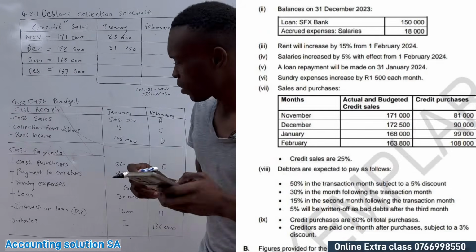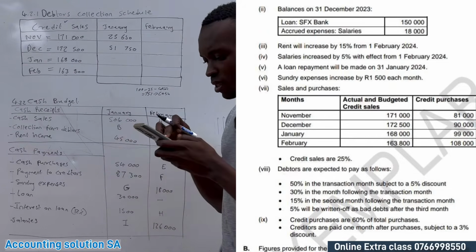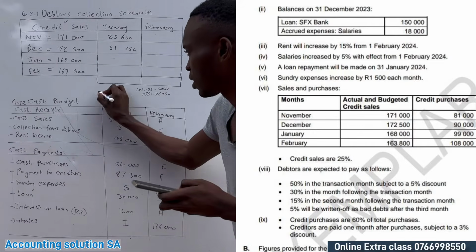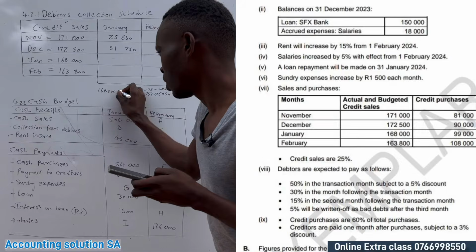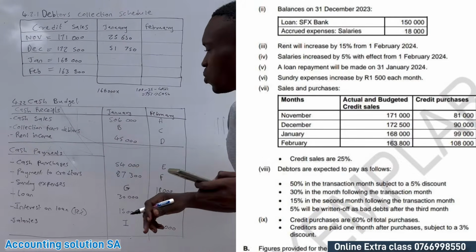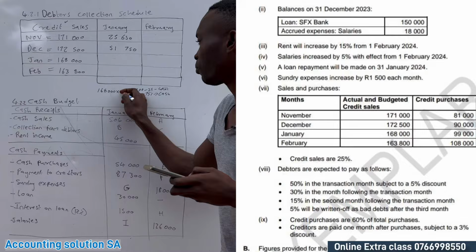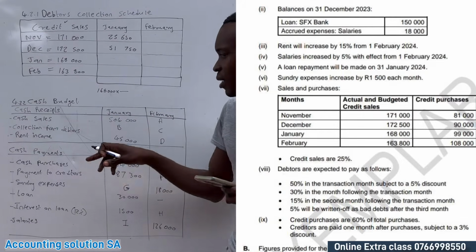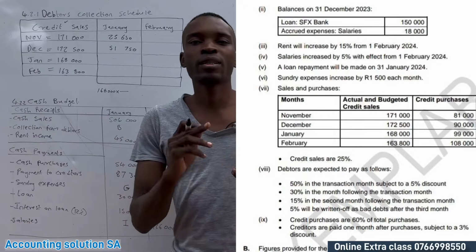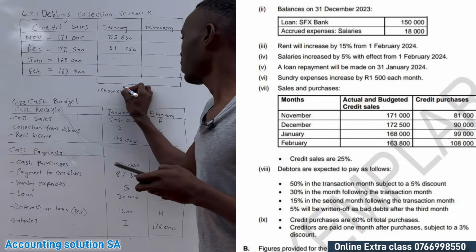Very simple. For January, you have been given an amount of 168,000. But because you are looking for cash, you know that cash sales is how many percent? It is 75%.